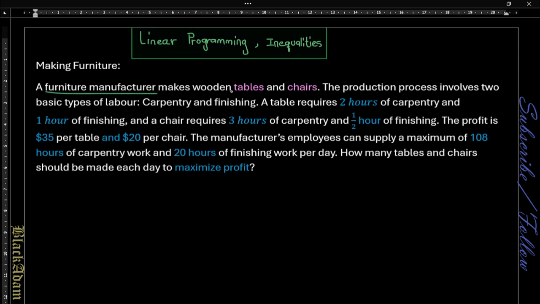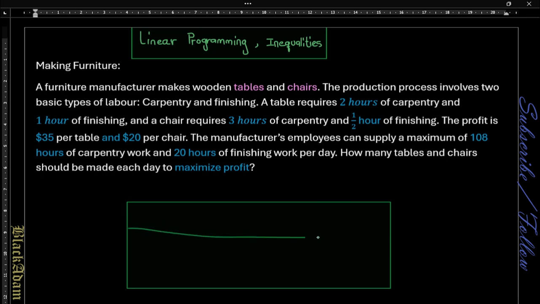This is a furniture manufacturer producing tables and chairs, and the basic types of labor are carpentry and finishing. So it involves two types, which is carpentry and finishing of the woods. We have 2 hours for carpentry, 1 hour for finishing, and then we have $35 profit per table and $20 per chair. So we need maximum profit. How many should we produce of each?